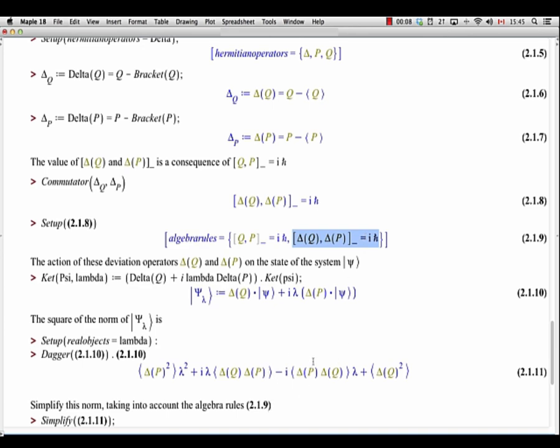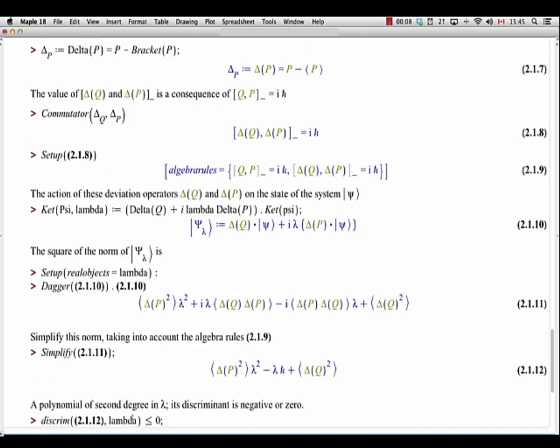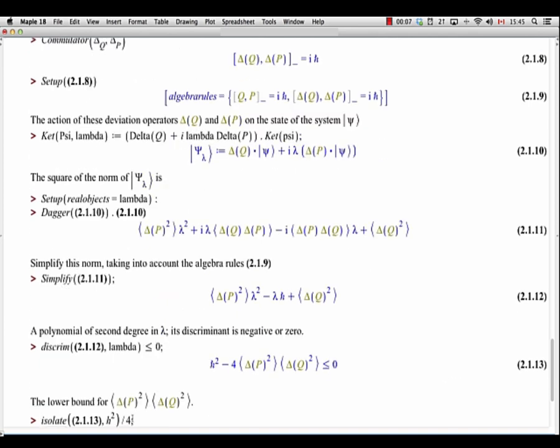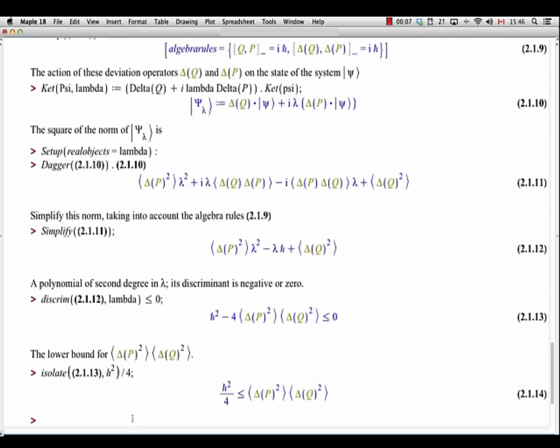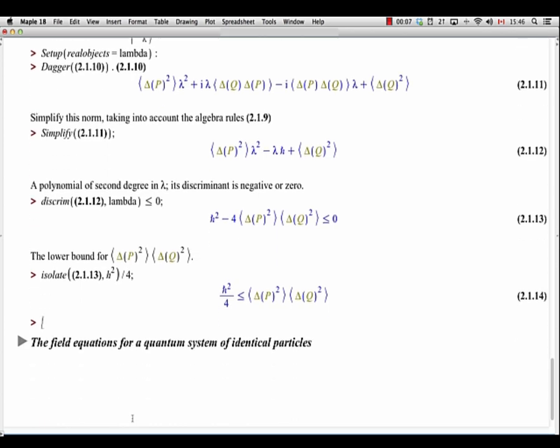So we can factor out the mean values and collect these two terms and apply the algebra rule. This is what the simplifier does, simplify with respect to the algebra rules, and obtain this relation. This is a polynomial of second degree in lambda, so its discriminant is negative or 0. So we compute the discriminant and we isolate h squared and immediately get the lower bound for the product of the deviations with respect to the mean values. Again, a rather abstract computation. It can now be performed in a natural way.